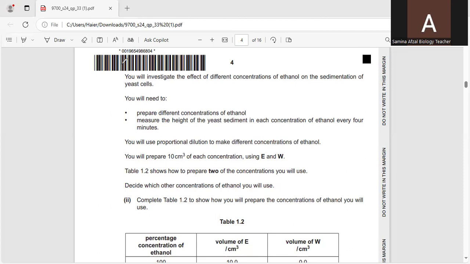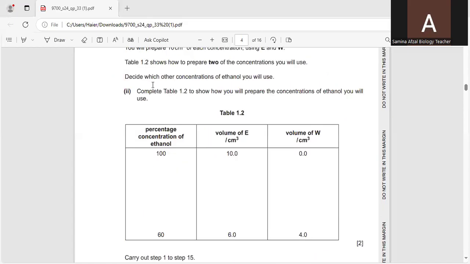Table 1.2 shows how to prepare two of the concentrations you will use. Decide which other concentrations of ethanol you will use. So here, complete table 1.2 to show how you will prepare the concentrations of ethanol you will use.